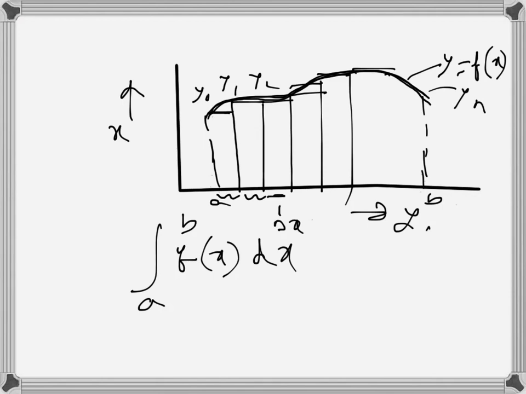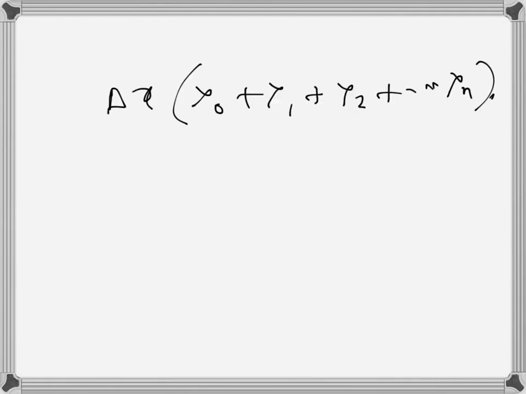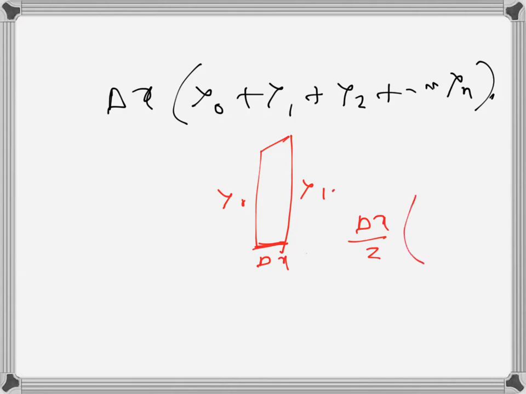Then a better approximation is, instead of doing a rectangle, if we do a trapezoid. So we take the trapezoids like this and so on. We know the formula for the area of a trapezoid is, if we say a trapezoid is this one, this is y0, this is y1, and this is del x, so the area is del x over 2, the separation between the two parallel lines, divided by 2 multiplied by the sum of the parallel lines. This is the area of a trapezoid.